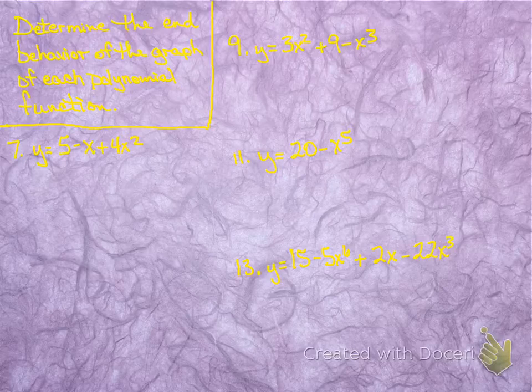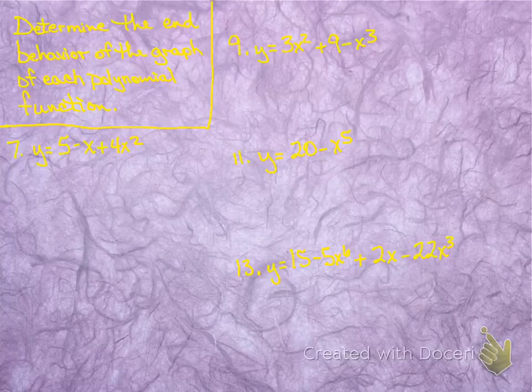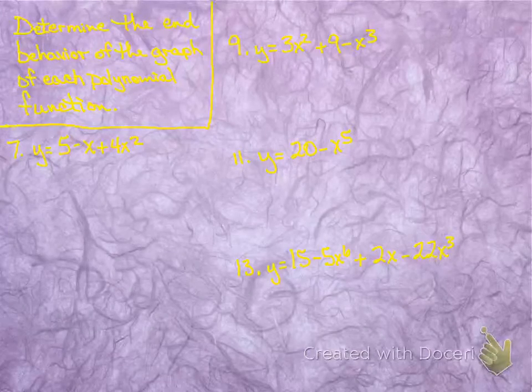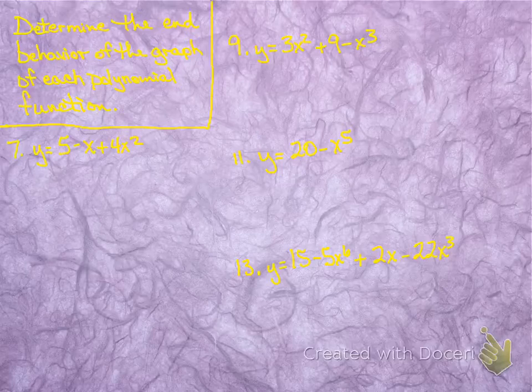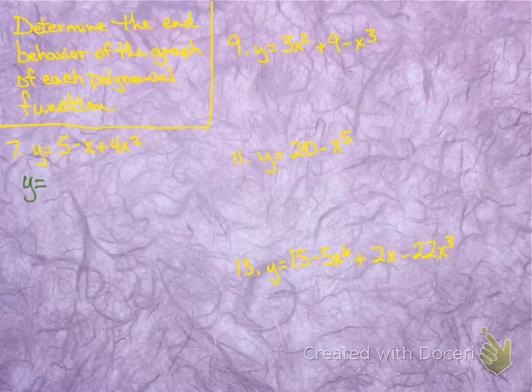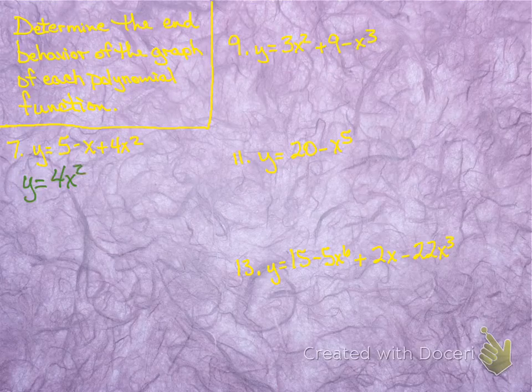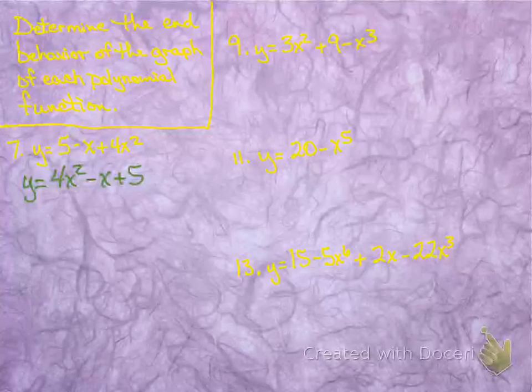Alrighty. Number 7, 9, 11, and 13, we're going to determine the end behavior of the graph of each polynomial function. First, we're going to get it into numerical order, or the standard form. So y is equal to 4x squared minus x plus 5.